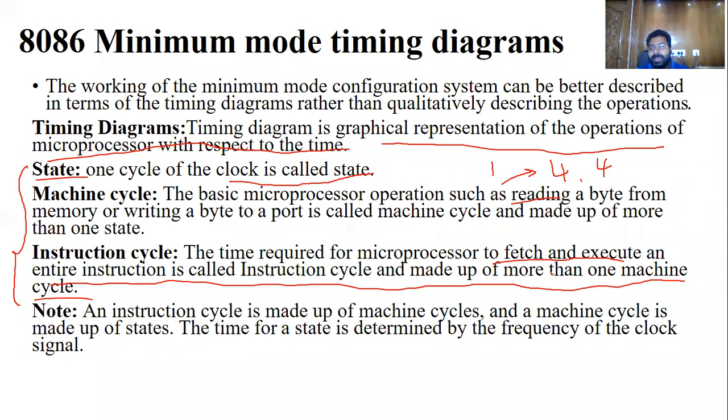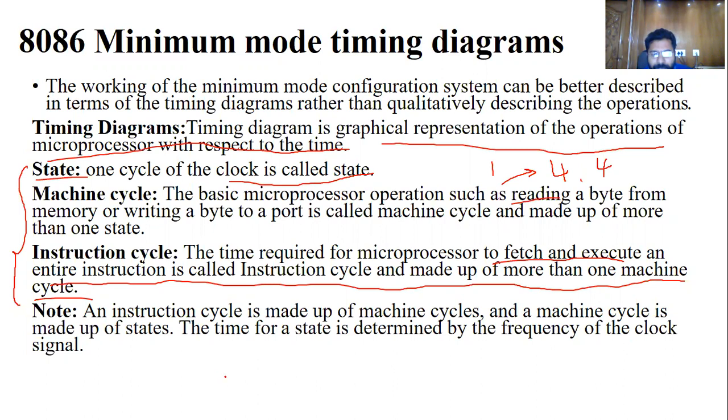You know that the microprocessor architecture is divided into the bus interface unit as well as the execution unit. What is the execution unit's functionality? To fetch the instruction and at the same time decode it. For that purpose, it requires more machine cycles. But you have only seen the read and write cycles. There are some operations that take 19 to 20 states, nothing but 4 to 5 machine cycles, to perform one instruction cycle.